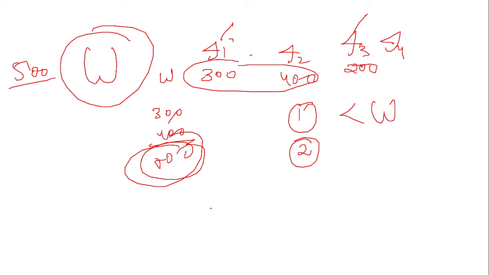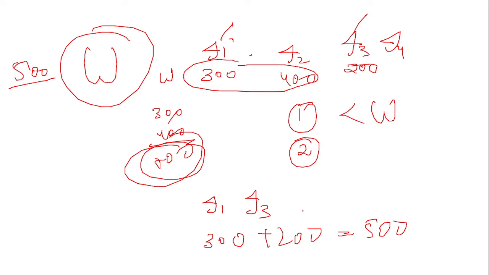Now if I add item 1 and item 3 inside the bag, it will become 300 plus 200, which equals 500, which means exact weight. As I told, sorry, it must be smaller than or equal to. You can see 500 is smaller than or equal to 500. The condition satisfies, so this is the best. You can add these items in this particular bag.